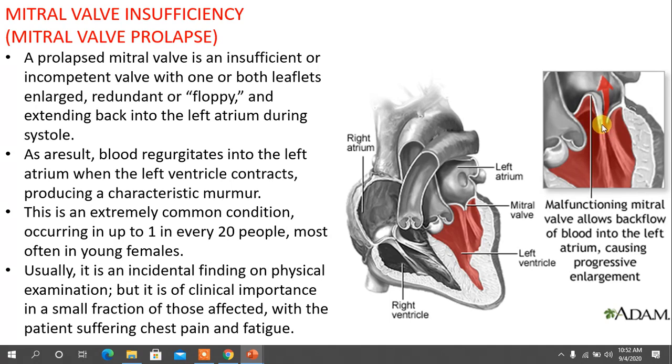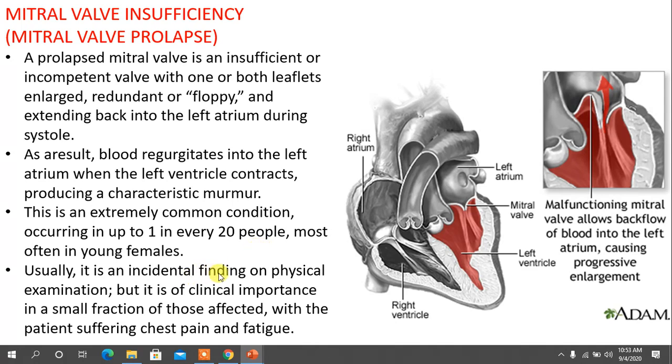It is very common, 1 in 20, and most often it is common in young females, mitral valve prolapse. And keeping in mind this age group, the rheumatic cause or endocarditis cause is very much expected to occur in these females.